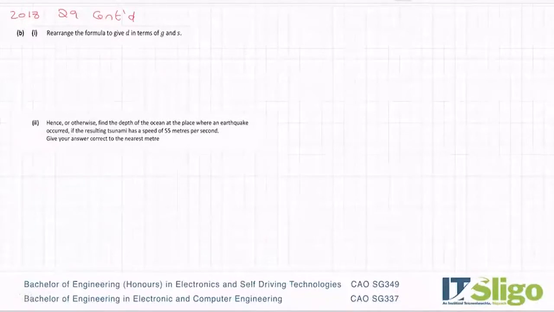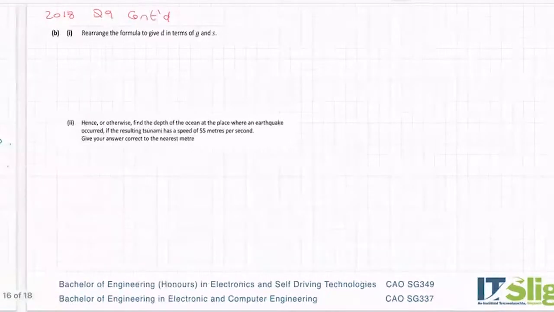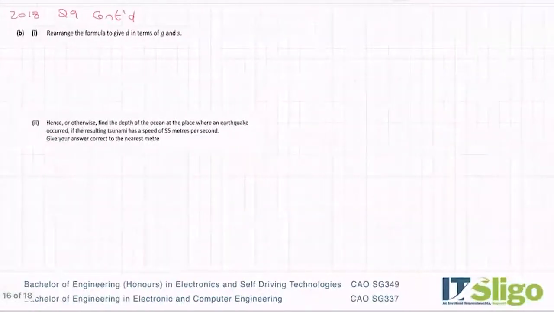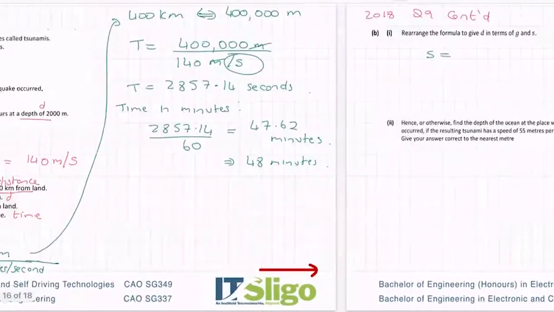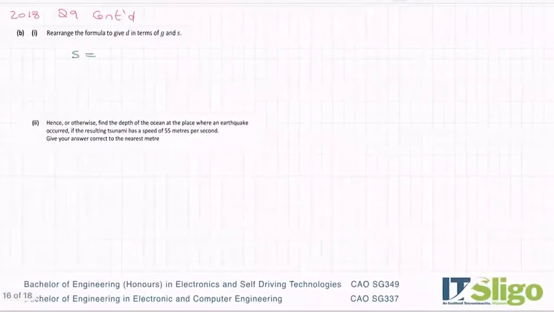Okay, rearrange the formula to give D in terms of G and S. An important skill is to be able to rearrange formulae. So S is equal to the square root of G by D. Rearrange the formula to give D in terms of G and S. So I want D equals that. That's what the English means.